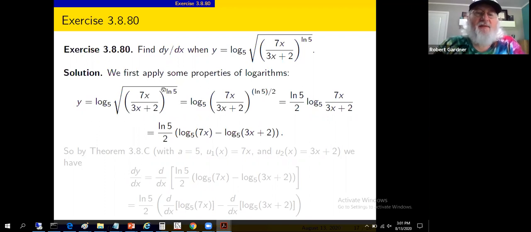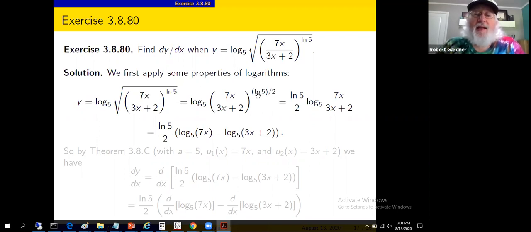So log base 5 of the square root of this stuff. How about first we take the square root radical and write it as a 1/2 exponent. So we'll have log base 5 of the stuff to the power of one half. That gets rid of the radical, the square root stuff. It's still there in the exponent. So we haven't changed anything.